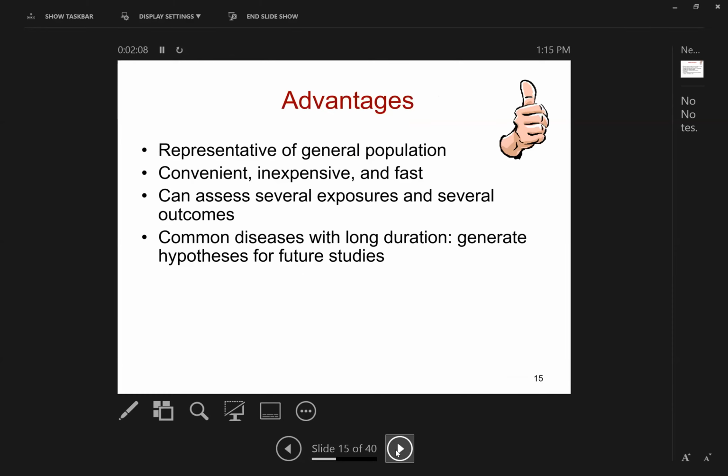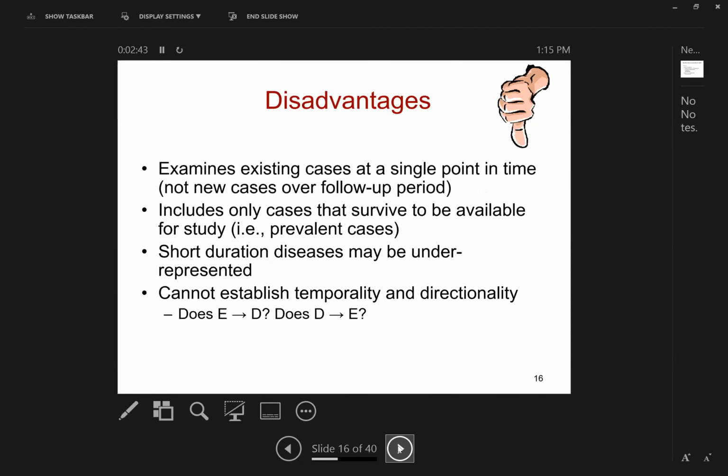So prevalence surveys are excellent. If all you want is a quick, rapid, relatively inexpensive look at the health status of a population, you can look at several exposures and several outcomes at the same time. For example, you could do a prevalence survey of several non-communicable diseases at the same time. Diabetes, heart disease, obesity, and so forth. And they are particularly good for common diseases with long duration and can often help us fine-tune hypotheses for future studies we are looking at.